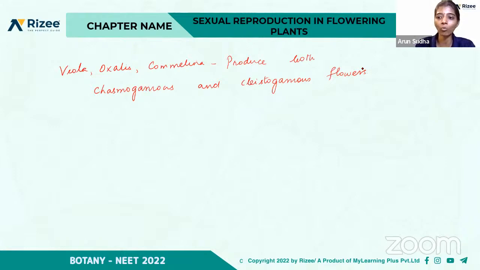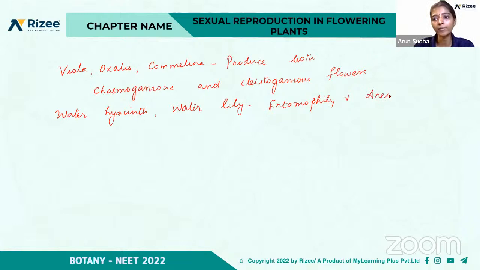In water hyacinth and water lily, the pollination takes place by option A, hydrophily and anemophily, option B, entomophily and anemophily, option C, anemophily and ornithophily, and option D, only hydrophily. So the correct option is option B, that is entomophily and anemophily. So by wind and by insects in the case of water hyacinth and water lily.